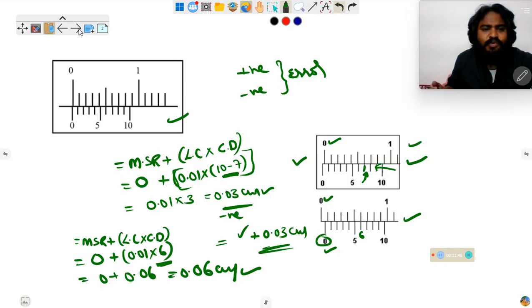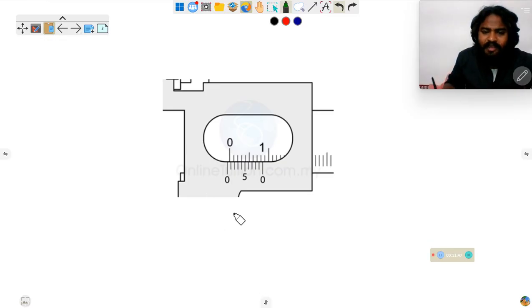Coming to the next one, here also the same thing. See, this is nothing but a vernier calipers. This is the vernier scale and this is the main scale. So first of all you should find out the least count. Of course, by seeing this you can tell that here it is 10 division, not 5, right?